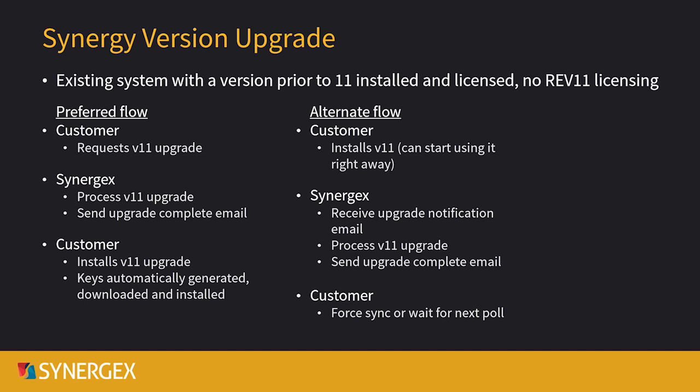There is an alternate flow, excuse me, that if you just go ahead and upgrade the system to version 11 before telling us, then our customer services will receive an email that essentially is an upgrade notification, that an upgrade has been detected that we don't know about, and they will in the background process that upgrade and send you that email. But things are going to carry on working. Once you've received that email, you can then force a sync or wait for the next poll to happen, which is going to be fairly quick in that case because it hasn't got any keys, so it's going to be polling hourly.